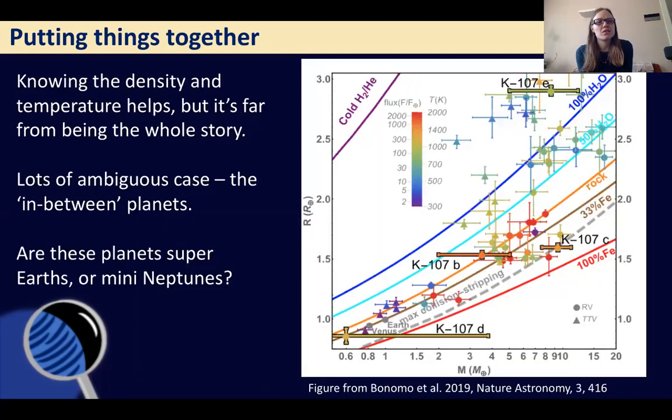So knowing the density and the temperature does help, and it's allowed us to confidently say that all of those hot Jupiters, they're gas giants. They're like the gas giants in our own solar system, but they've just been heated up quite a lot.